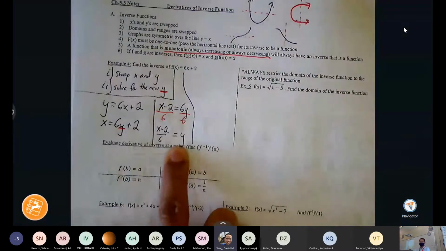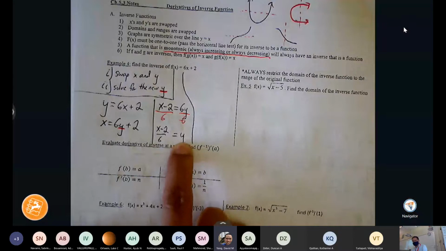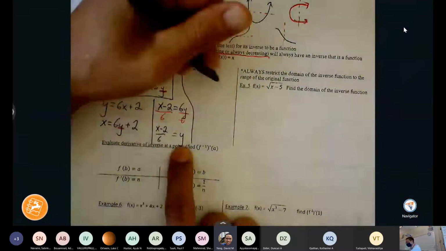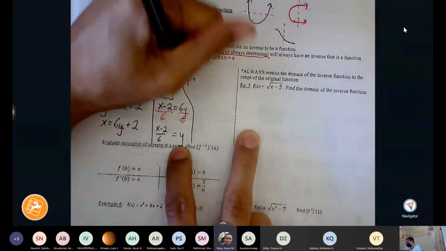And now we want to find the inverse. We want the notation. We have the inverse function. Let's just write that as a notation. So f inverse of x.